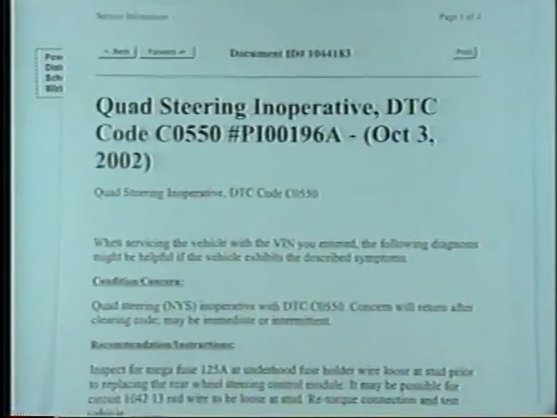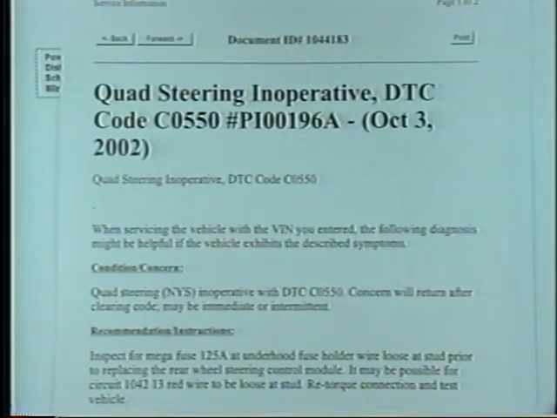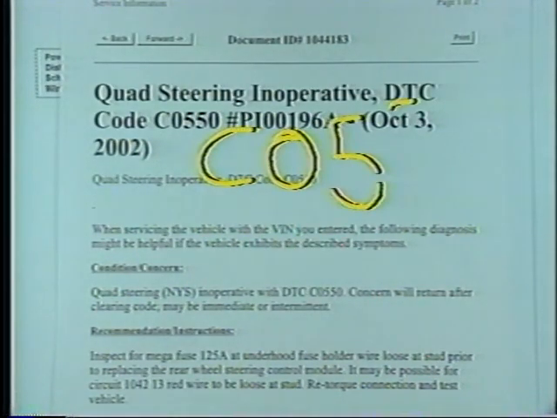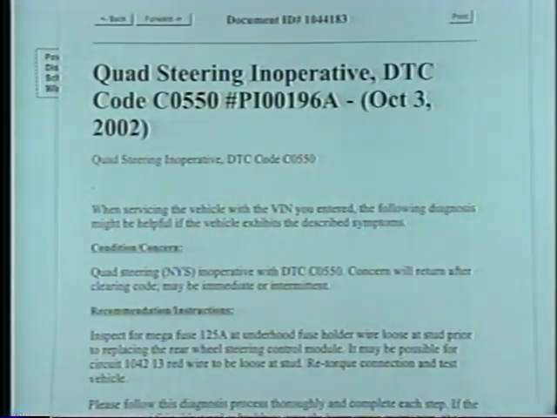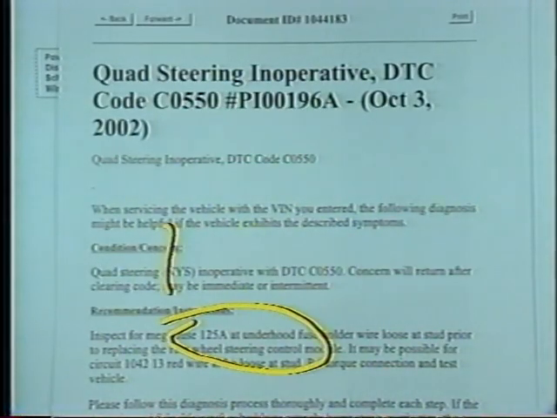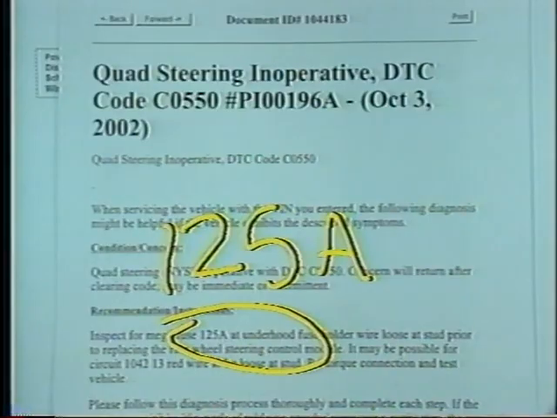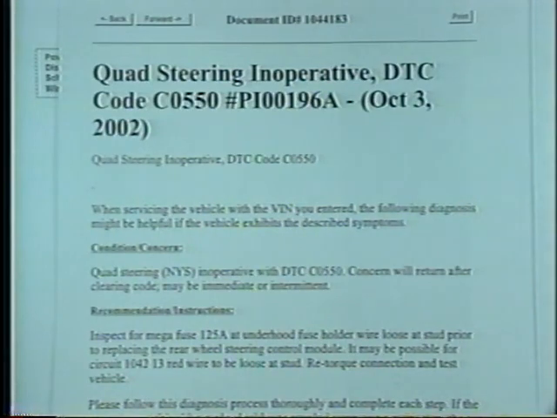Our first one is PI 00196. The concern you may encounter is a C0550. C0550 is an internal module fault, but before you automatically start pulling a new box, this tells us there is a fuse they want inspected. This is powered by a 125 amp mega fuse, under the hood. If that fuse is blown, you may get a C0550 code. They want you to inspect the fuse and also make sure that it is securely torqued, because it is a voltage type fuse. Oh, 125 amps, that's a monster. So we've got that one for a C0550.